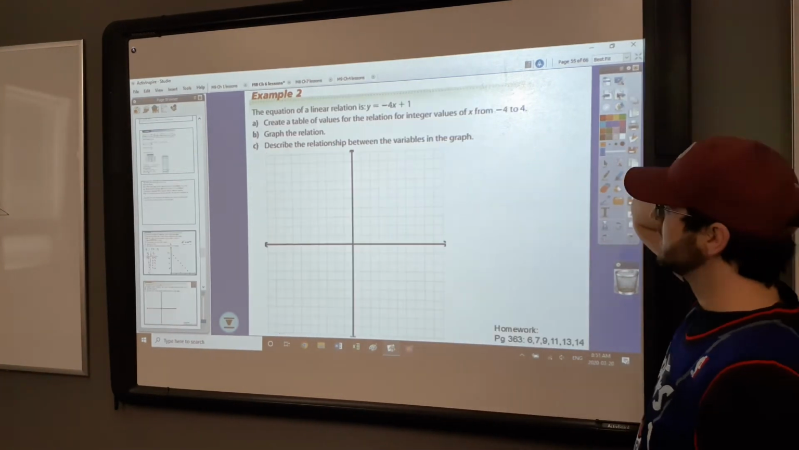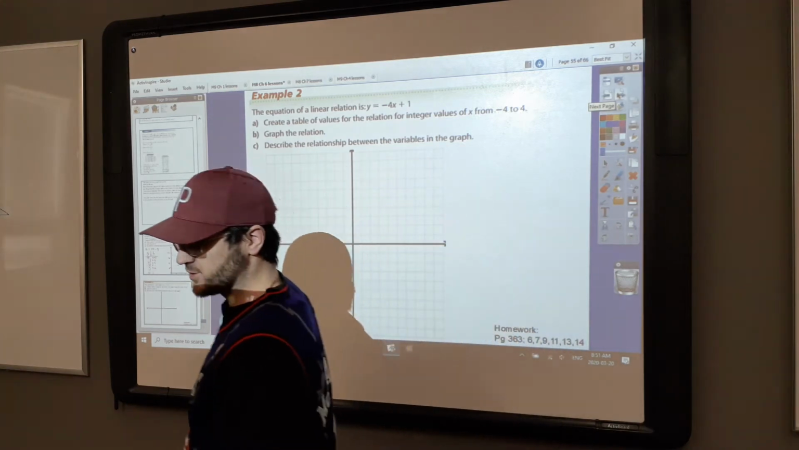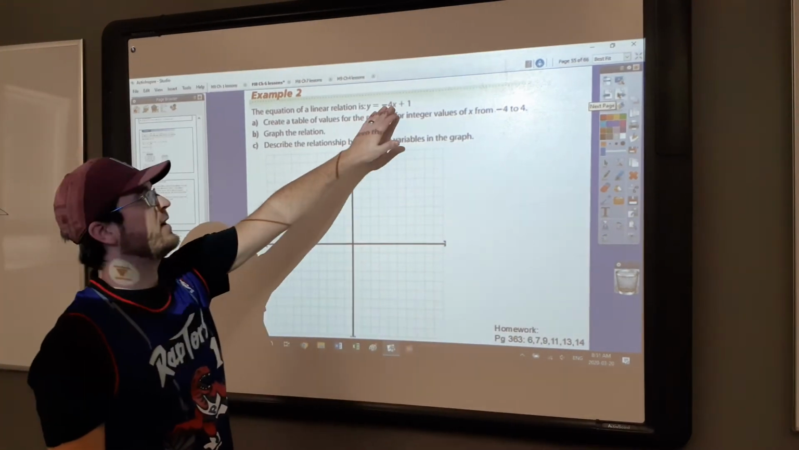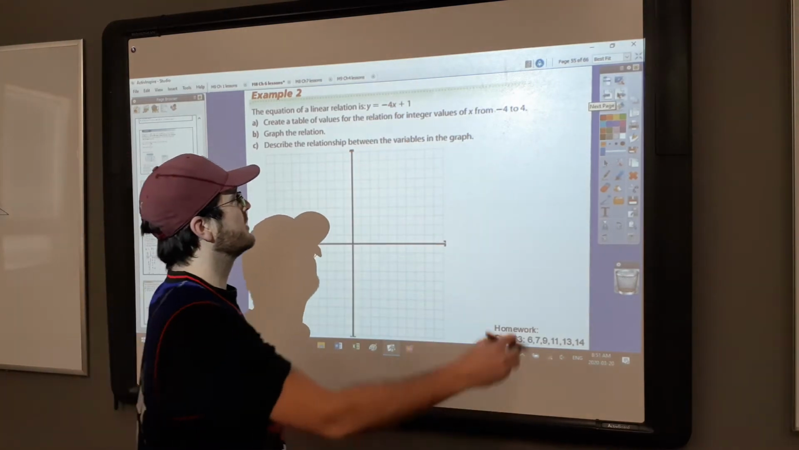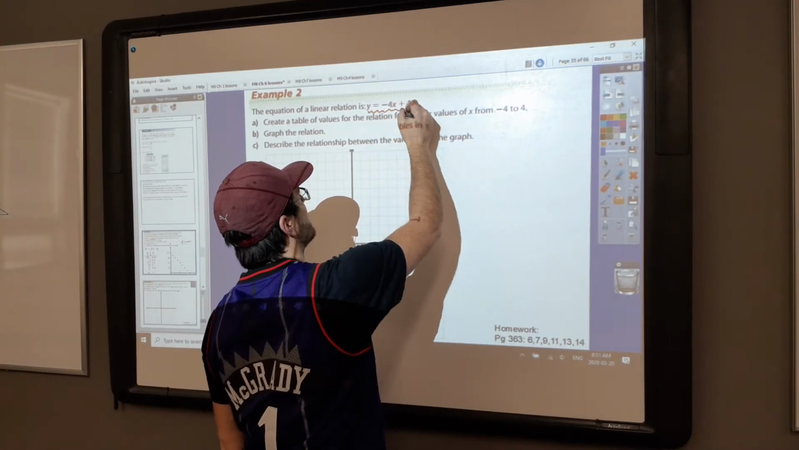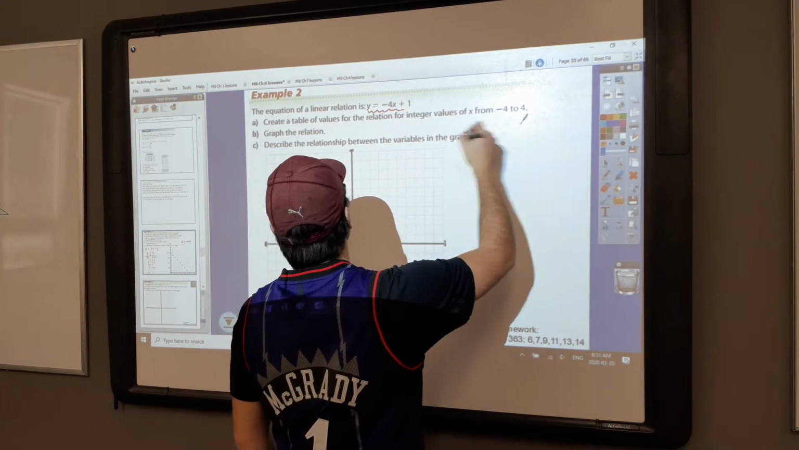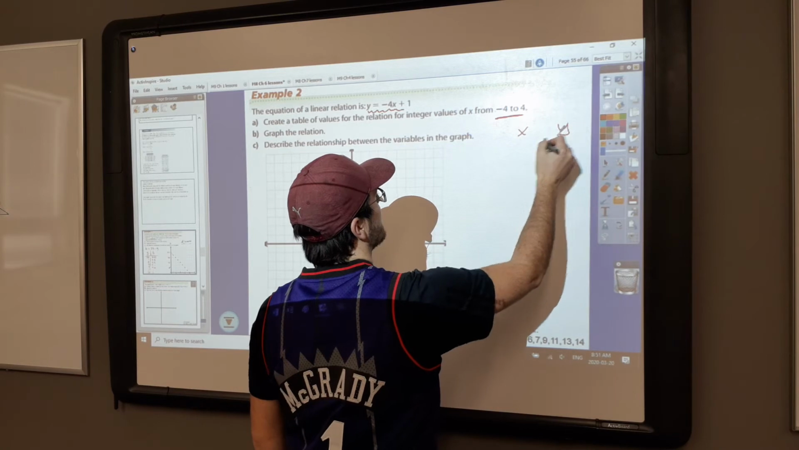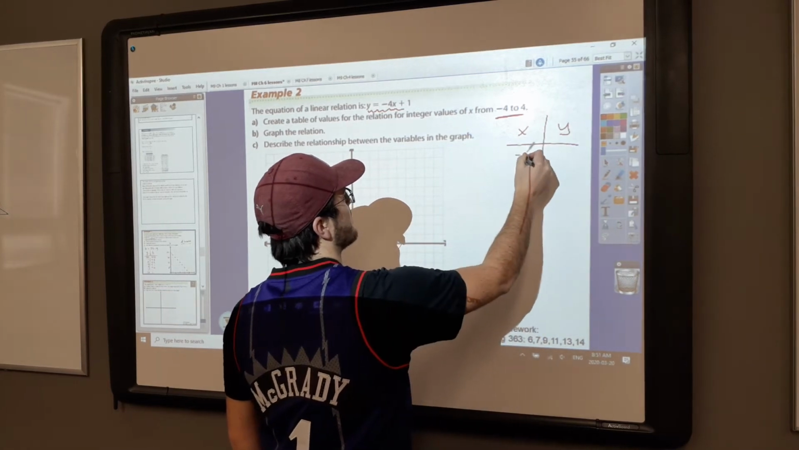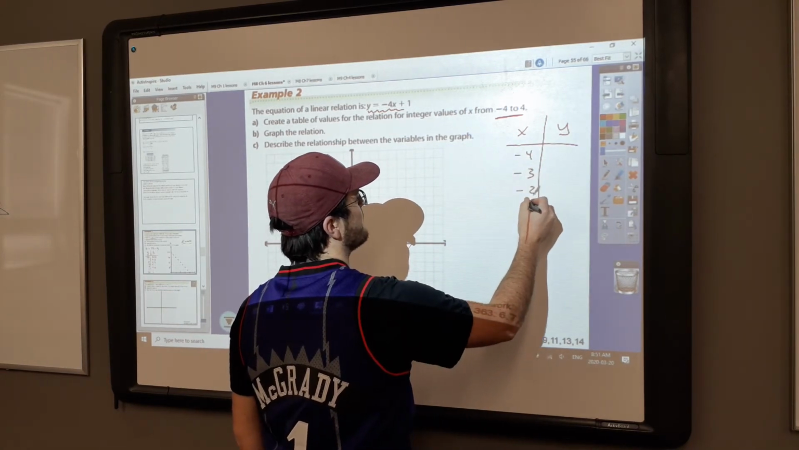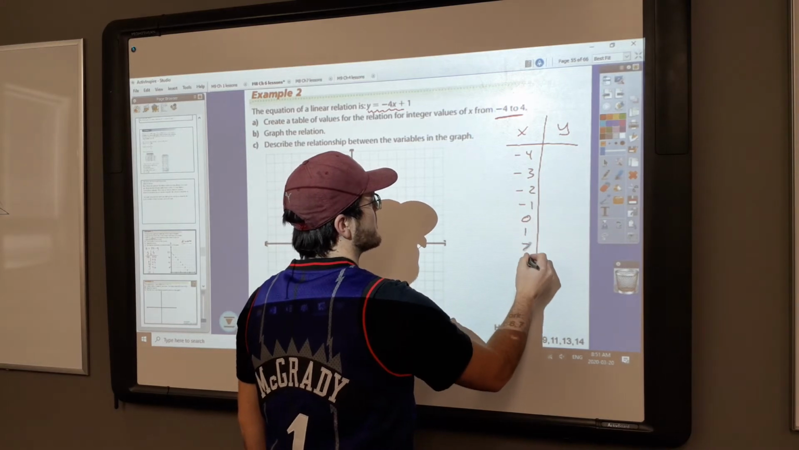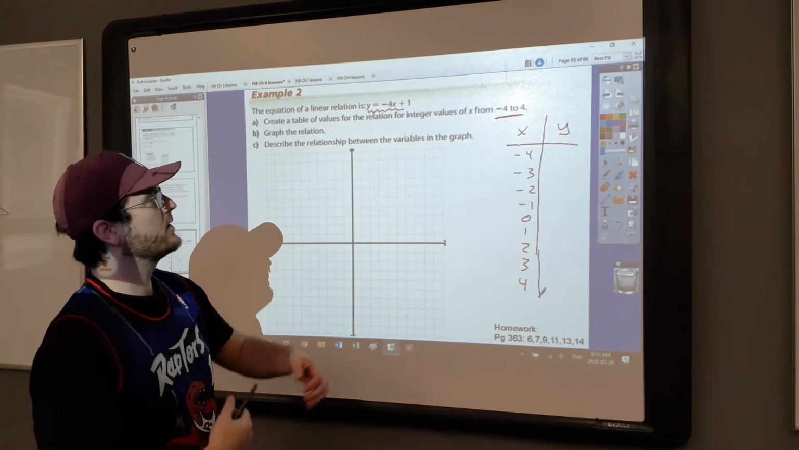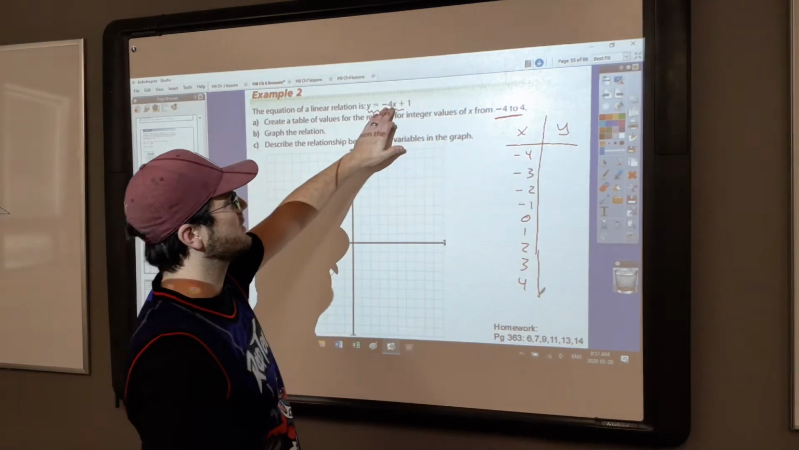Okay, example 2, we're not looking at really a situation, we're just looking at an equation. So anytime we're looking at an equation, any value works, and we'll talk more about that at the end. But here's our equation, y equals negative 4x plus 1, and we're asked to create a table of values from negative 4 to 4. So if I take x and y, I just plug that in, negative 4, negative 3, negative 2, and so on, all the way up to 4. Now the way we find the y values is we actually just take each x value and plug it in.